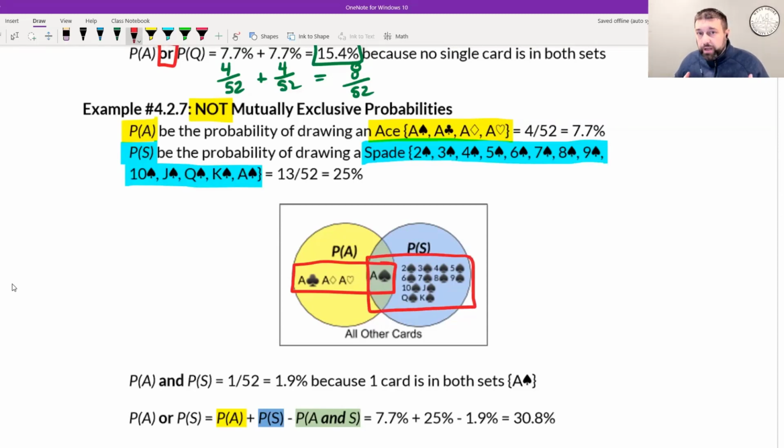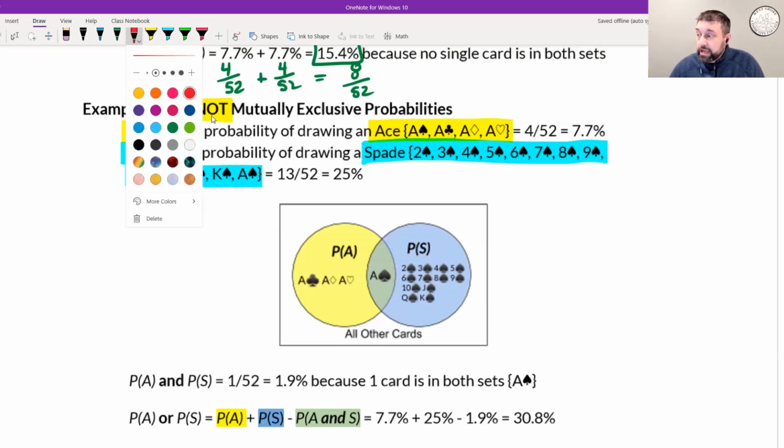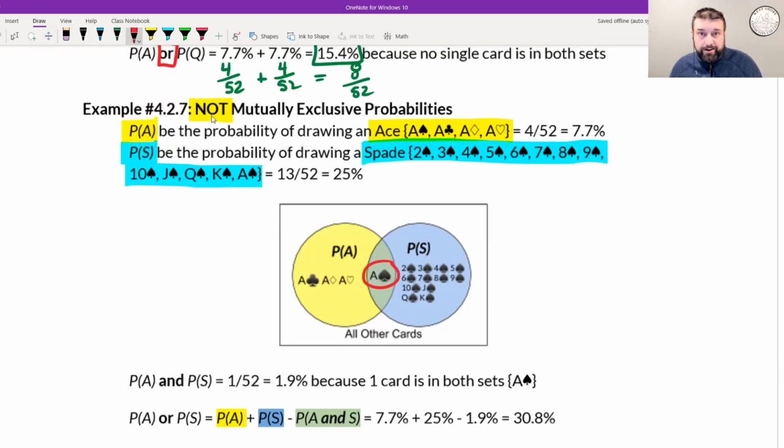And you may notice that there is an overlap. There is an outcome that is both in the yellow and in the blue. There is a card that is both an ace and also a spade. It happens to be the ace of spades. There is a card that is both yellow and blue. That's the green ace of spades. See what we did there? Yellow and blue make green. Get it? Okay. So the colors matter a little bit in this one.